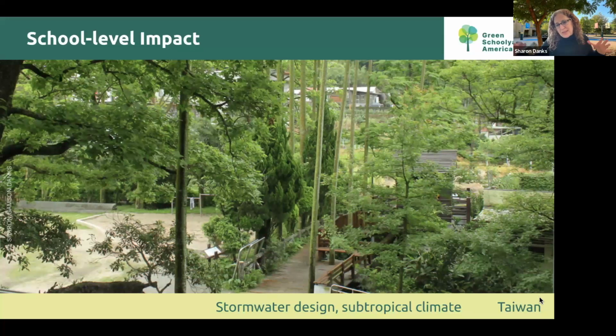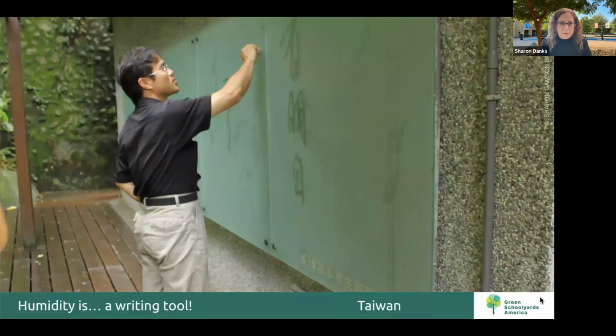Okay, moving up the scale into a little bit bigger school level impact. Looking at a school in Taiwan that has really kind of a soup to nuts ecological design approach in general, but looking at their stormwater design in a subtropical climate that gets a large amount of rain. Next. They have put in a lot of features.